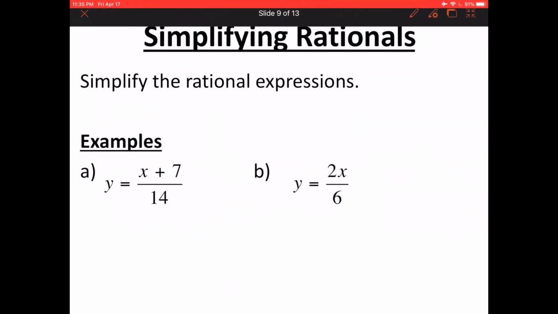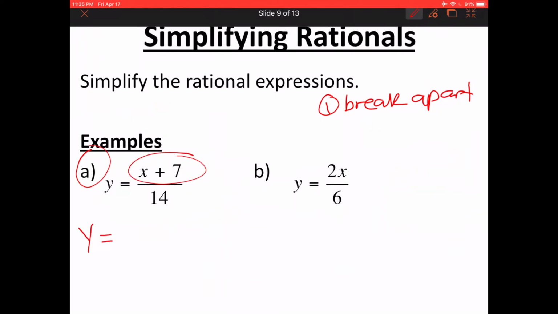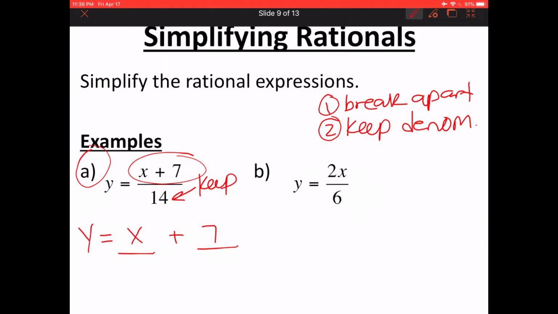All right, simplify the rational expression. Step 1 is to break them apart. So here in example A, I'm going to break apart my numerator. So I'm going to put x over, plus 7 over. Remember, step 2 is to keep the denominator. So I'm going to keep that 14. So x over 14 plus 7 over 14. Do you see how I have the same expression? I've just broken it up.